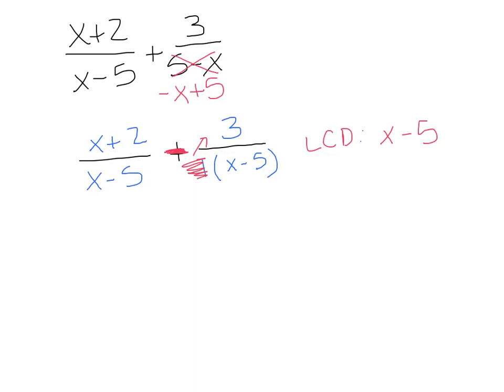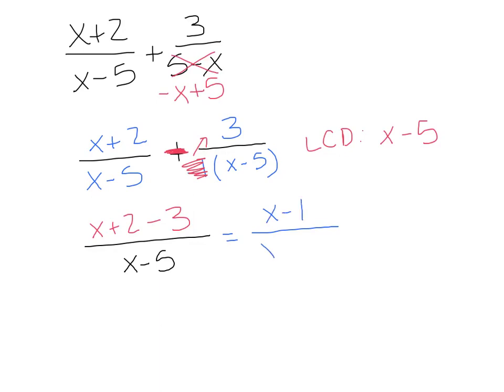So now that we have it set up and ready to go with the least common denominator of x minus 5, I can carry out my subtraction problem. In the numerator, I am going to have x plus 2 minus 3 because I changed it to a subtraction problem. Now we can simplify this a little bit. We're going to end up with x minus 1 in the numerator and x minus 5 in the denominator.